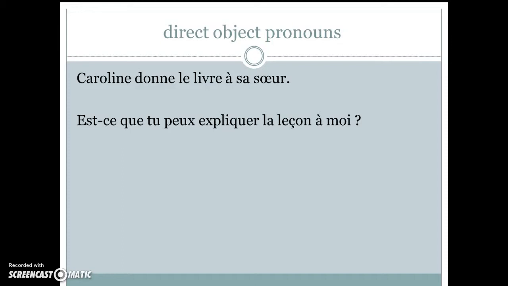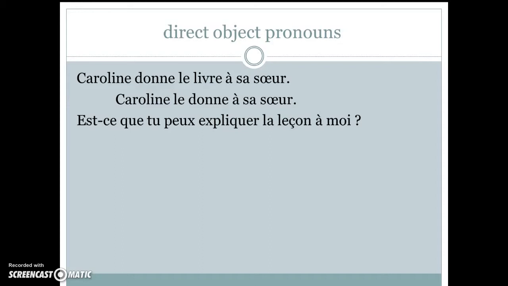So if we look at these two sentences, Caroline donne le livre à sa sœur. This first one, if we think about what is the direct object, what is the verb acting upon, Caroline gives her book to her sister. What is being given? It is le livre. And so when we replace that into the sentence, le livre is going to be substituted with the direct object pronoun le. So we have Caroline le donne à sa sœur, if you just want to make a quick substitution for that.